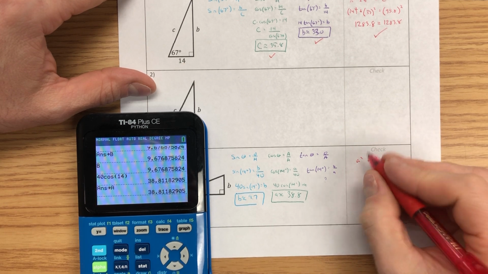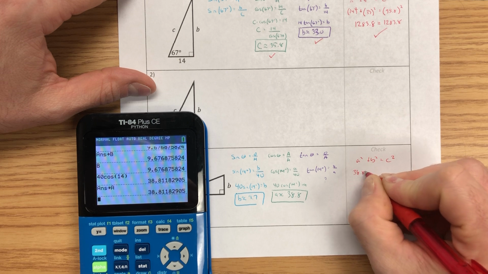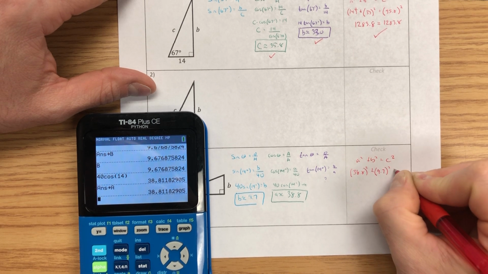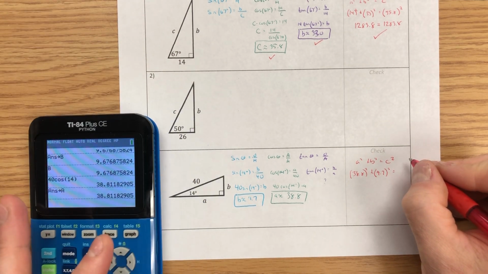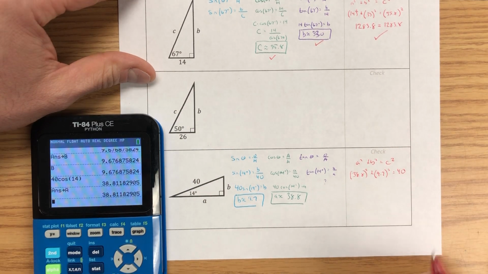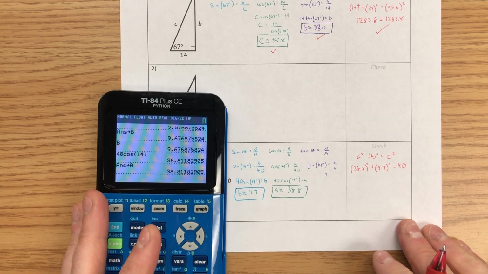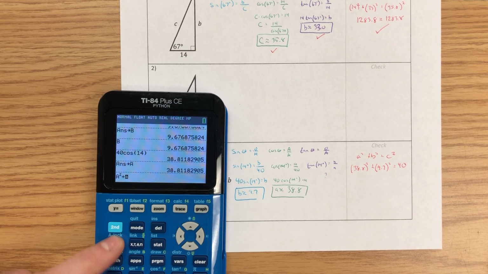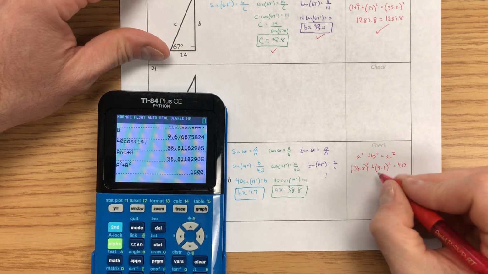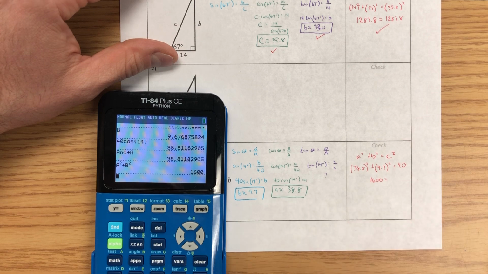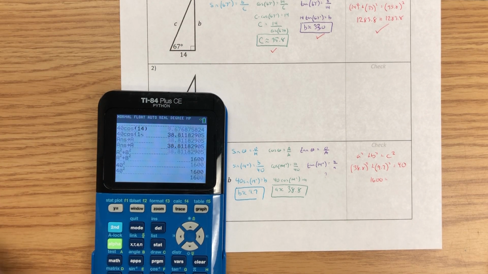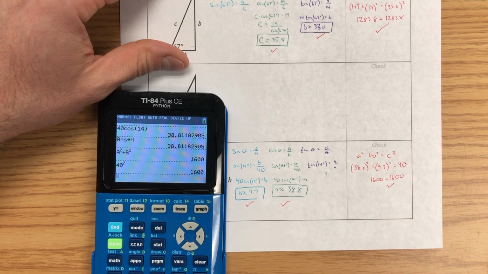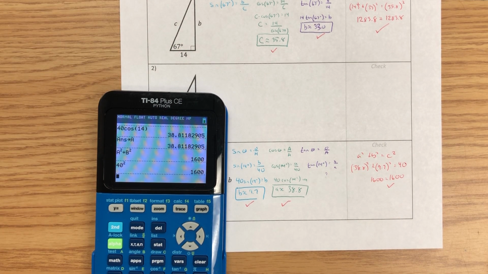So A squared is going to be roughly 38.8. B squared is going to be roughly 9.7. And C squared is going to be 40. Let's list this out. So A squared plus B squared is 1600. 40 squared is 1600. Both our answers check out.